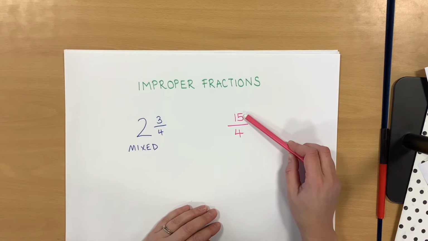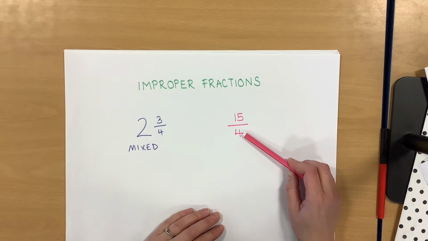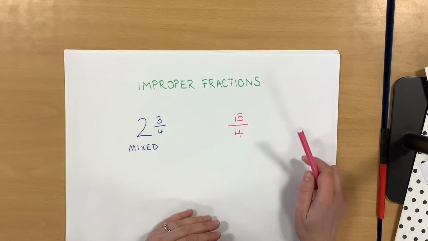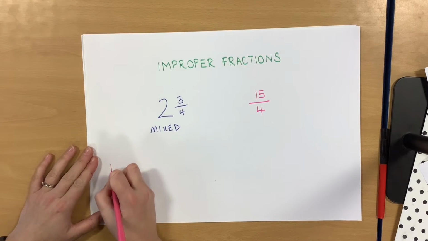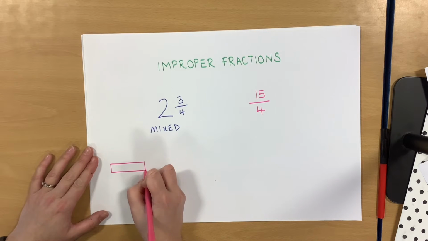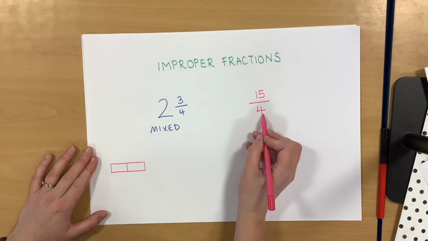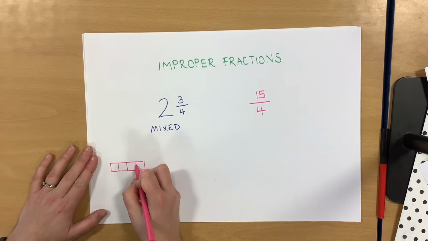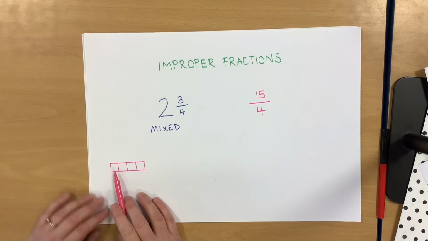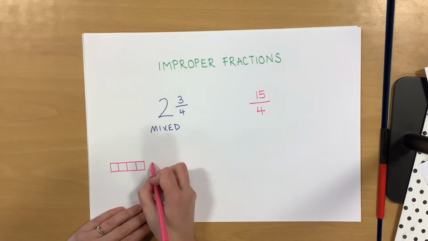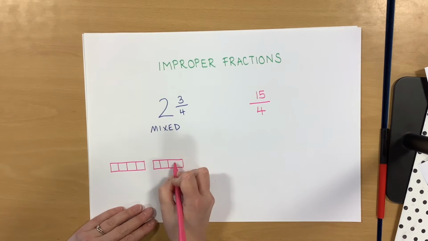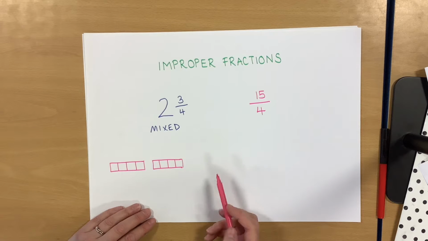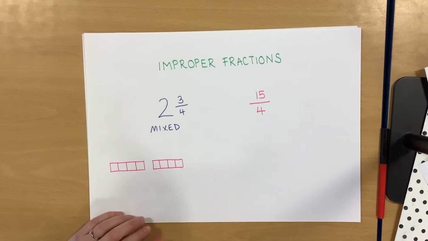So in this fraction, 15 quarters, it would mean eating 15 quarters, which would be more than one whole. So if I were to draw 15 quarters, I would first of all draw one whole one, which, because my denominator is 4, and remember the denominator is the number of equal parts in a whole one, I have 4 quarters, 1, 2, 3, 4. And then I need to draw another whole one. Okay, same thing, splitting it into 4 equal parts because our denominator is still 4. Now we've got 4, 5, 6, 7, 8 quarters.